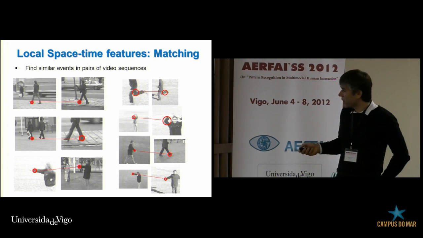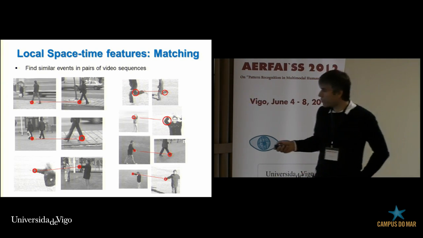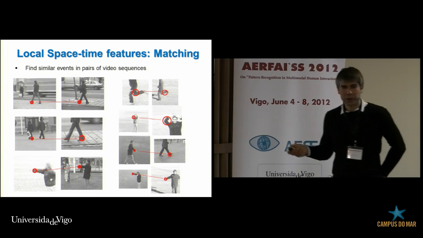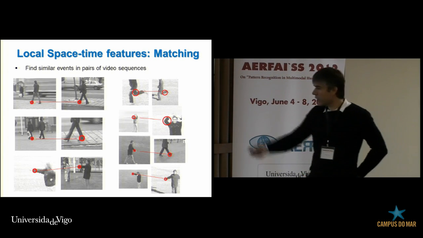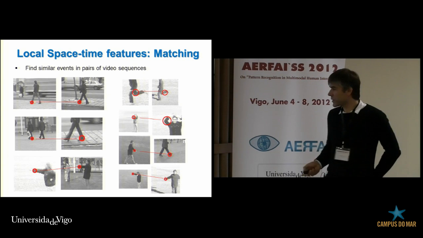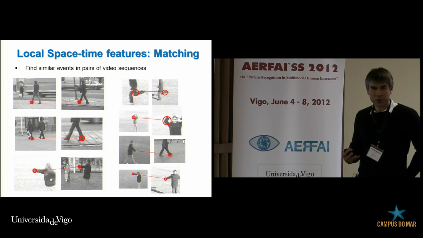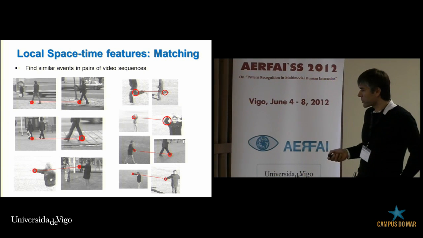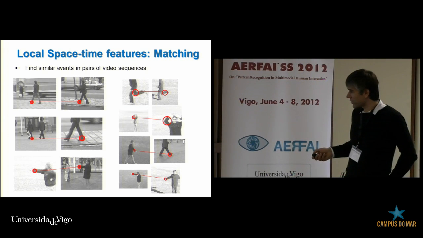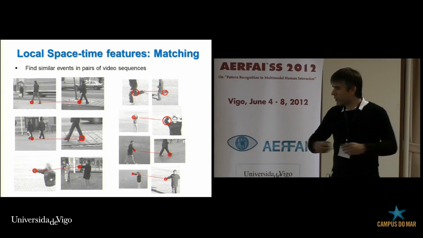One is for a hand and a foot, and you can imagine why this mismatches, because the motion and the shape are similar, and just local information is not enough for correct matches. Here I think this is boxing, and this is maybe hand clapping.